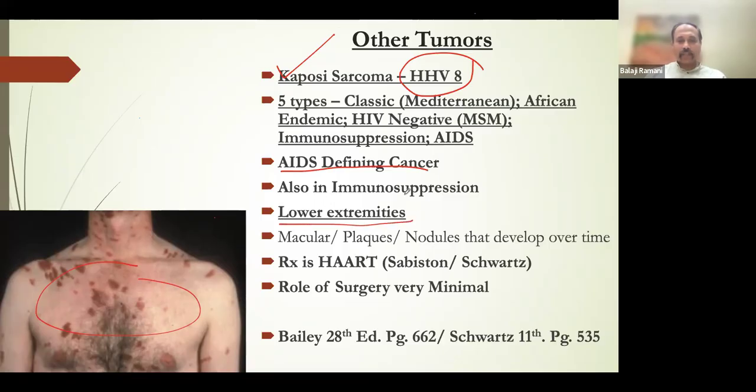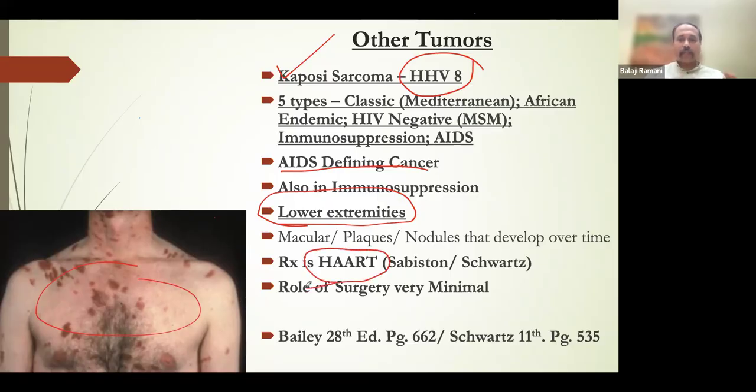Kaposi sarcoma commonly occurs in the lower extremities. In this diffuse form, it will appear as macular lesions or nodular lesions that develop over time. Treatment is very clear. It is hard. Remember, that has come as a question.